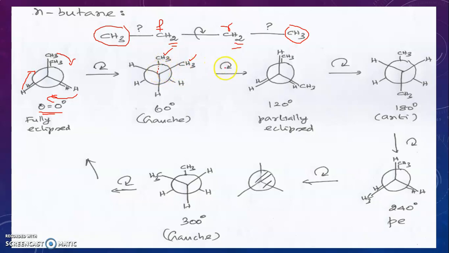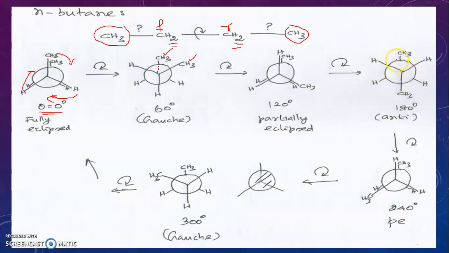Then again a rotation clockwise will produce the partially eclipsed conformation. This is the partially eclipsed conformation. In the partially eclipsed conformation, a methyl group is eclipsed by a hydrogen. Okay, so it is called partially eclipsed conformation. Then again rotation clockwise will produce a conformer where the 2 methyl groups are exactly opposite. So at a dihedral angle of 180 degrees, the 2 methyl groups are exactly opposite, and this is the most stable conformer.